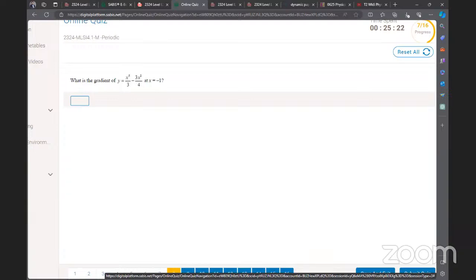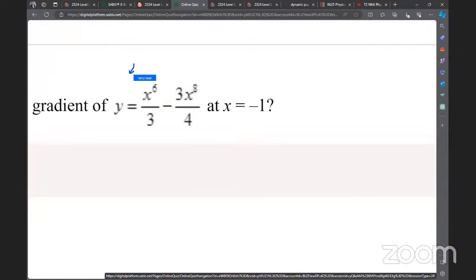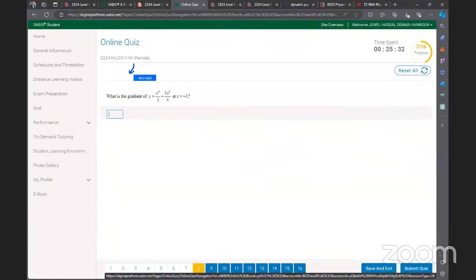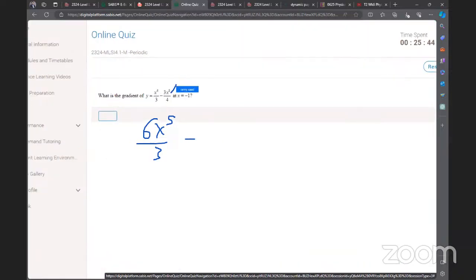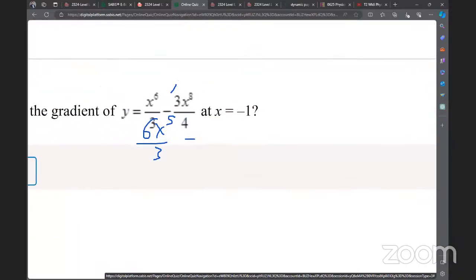The gradient, okay. It's very, very easy. Okay, there is no need for simplifying. This is 6 or 5? This... 6, okay. I'm sorry, this is 3. This power is 3 or 8? It's 8, okay.